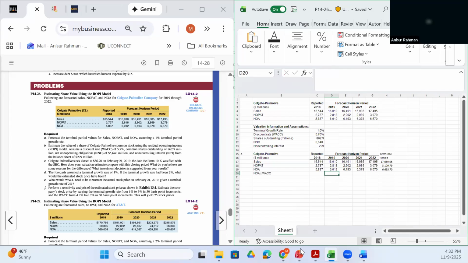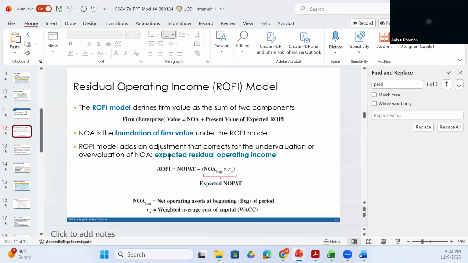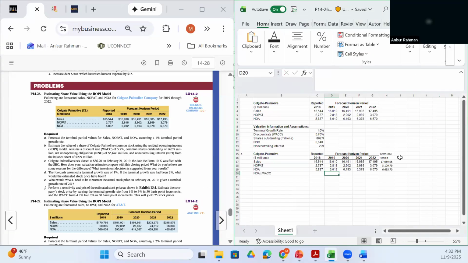And we'll start here because as per the ROPI model, the firm value is equal to NOA, which is our current year NOA, plus the present value of expected ROPI. Expected ROPI meaning in the future. So we'll start with the future, in this case starting in 2019. So our NOA is this times our weighted average cost of capital. Again, we are going to lock this cell completely. After we have this, we can pull across.